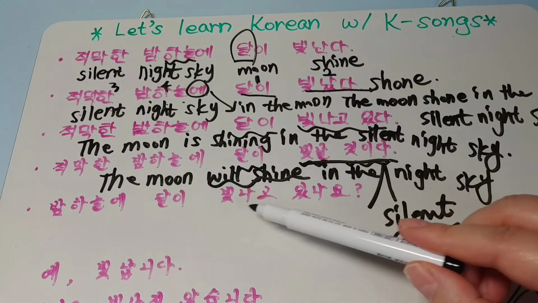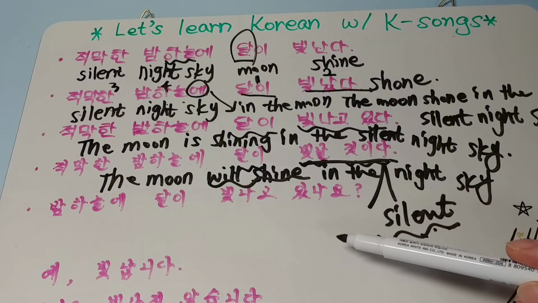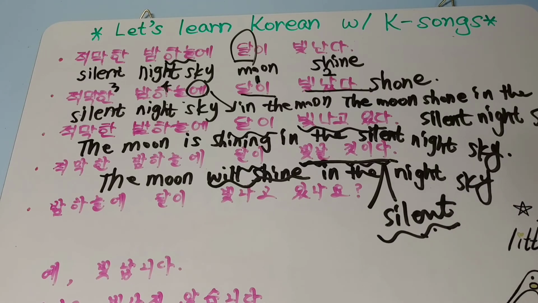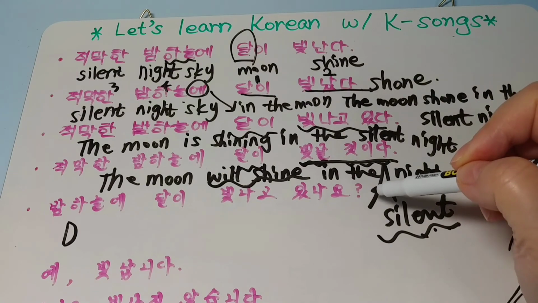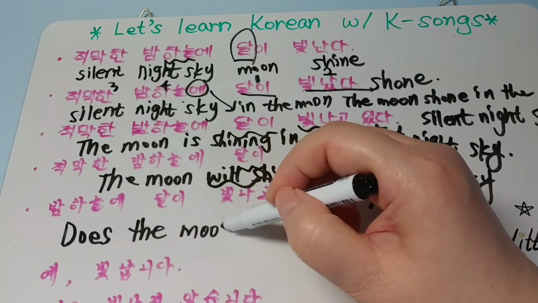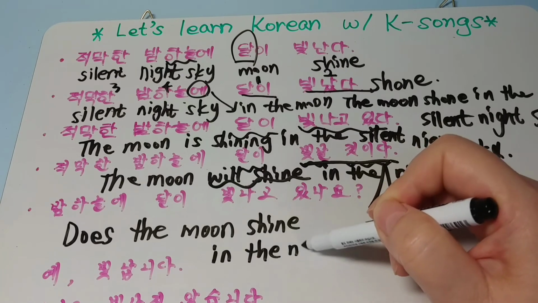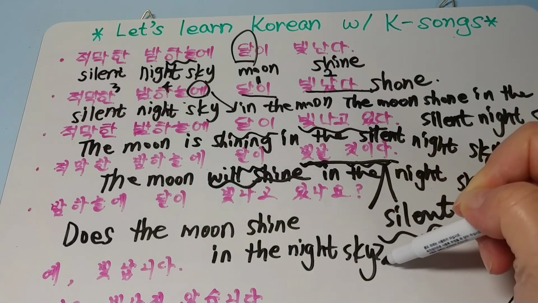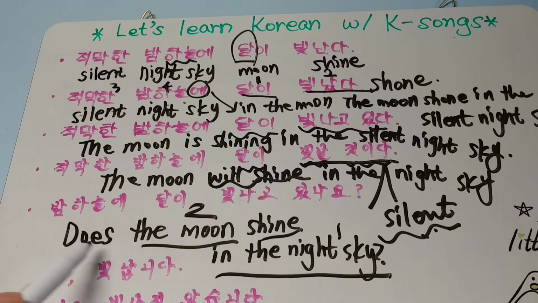밤하늘에 달이 빛나고 있나요? This is a questioning form, 의문형. Okay, then let's make a sentence. This is present tense, 현재형. Does the moon shine in the night sky? 밤하늘에 달이 빛나고 있나요? In the night sky, 밤하늘에 달이 빛나고 있나요? The order is different, right?